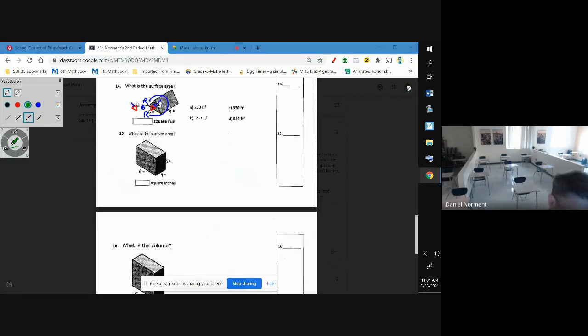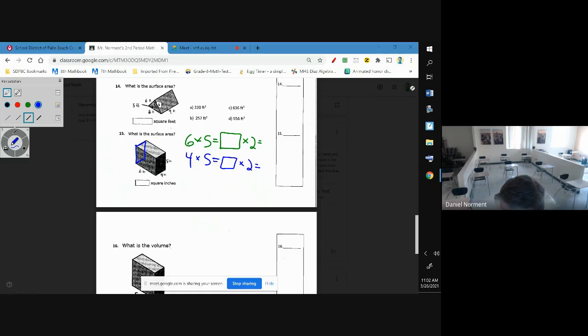Number 15. Multiply 6 times 5, and that's going to give you that area right there. That's the left side. You also have a right side. So whatever you get, double it. And that's going to give you the area of the left and the right. You also have a front, which is 4 by 5. You're going to multiply that. That's going to give you the area of the front. But you also have a back that's exactly the same size. So multiply that times 2, and that's going to give you the area of the combined front and back.